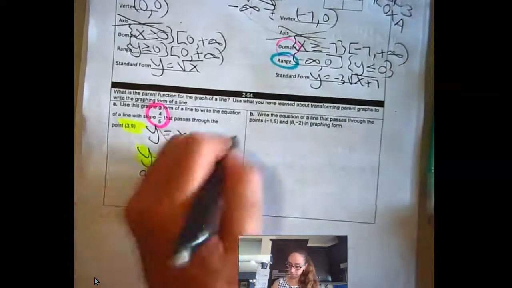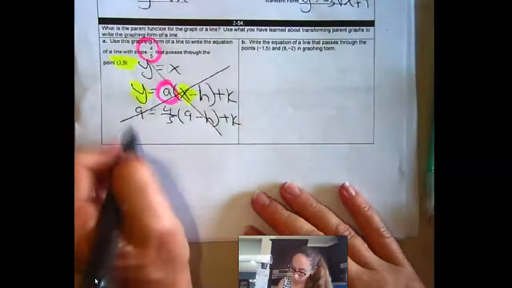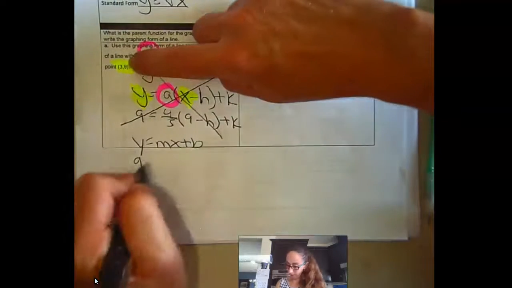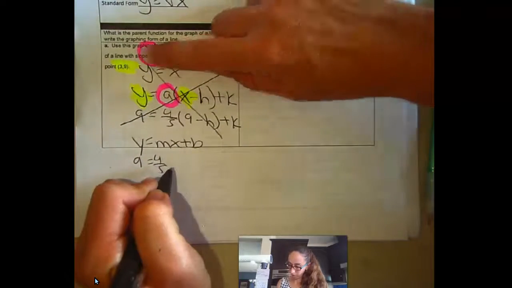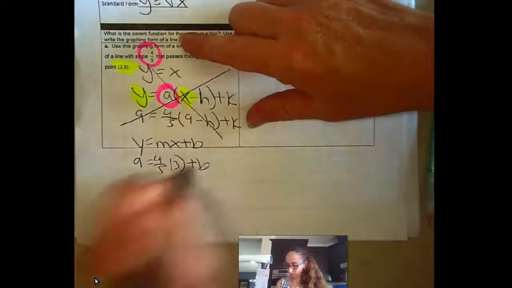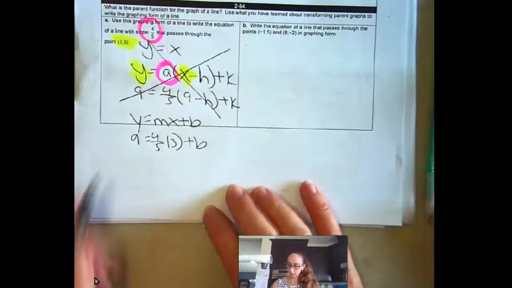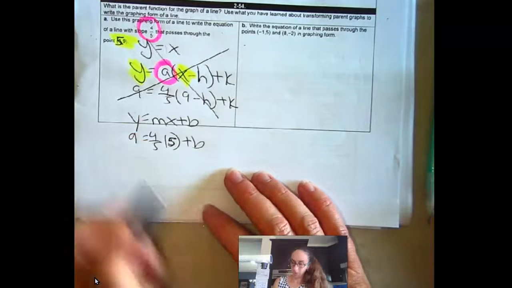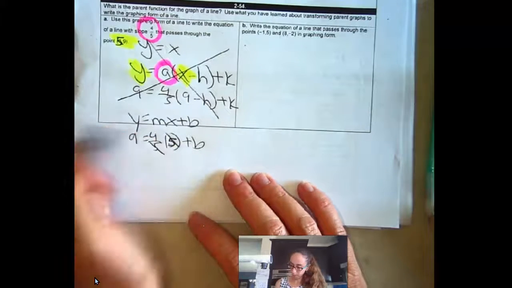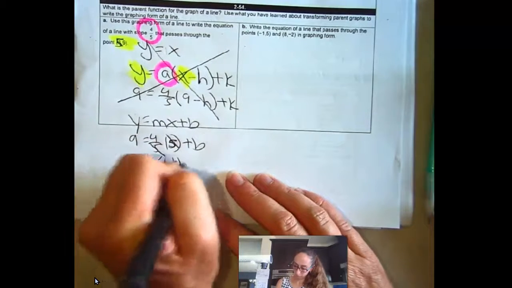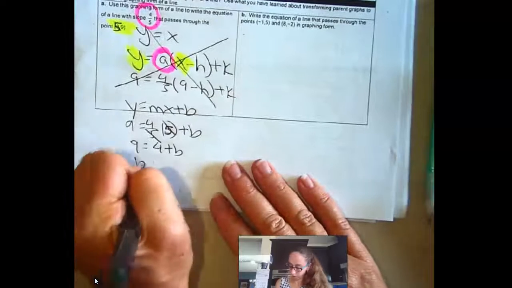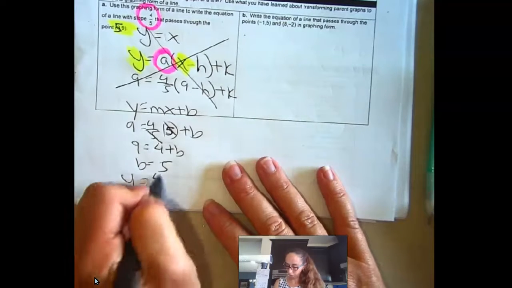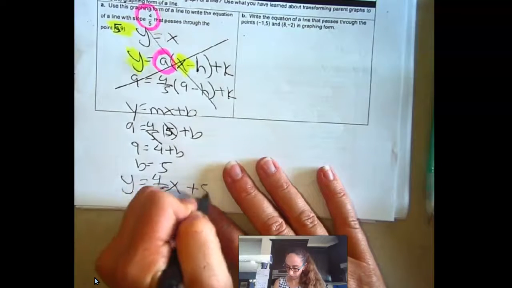So some of you might just do this because you remembered this from before. y equals mx plus b, where your y is 9, your m is 4/5, your x is 3, plus b. Of course they give you a difficult one. Let's make this a 5, okay, because that's dumb. Number on top, number on bottom, 9 equals 4 plus b. Subtract 4, b equals 5. So y equals 4/5 x plus 5.